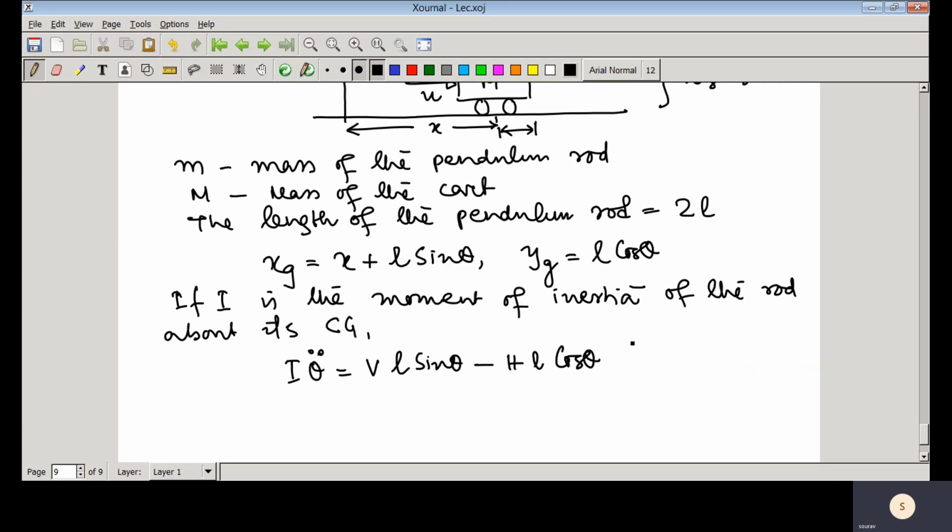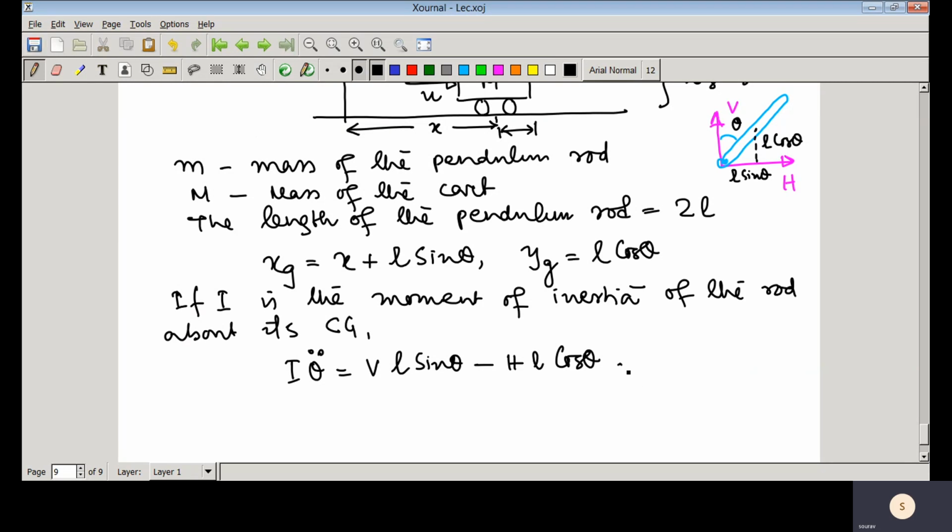Now if you draw the free body diagram here, this is the vertical force and this is the horizontal force, and here you have the pendulum. This is the pendulum rod, and this angle is theta. This length is L cos theta, and this one is L sine theta. Here V is the vertical force and H is the horizontal force.